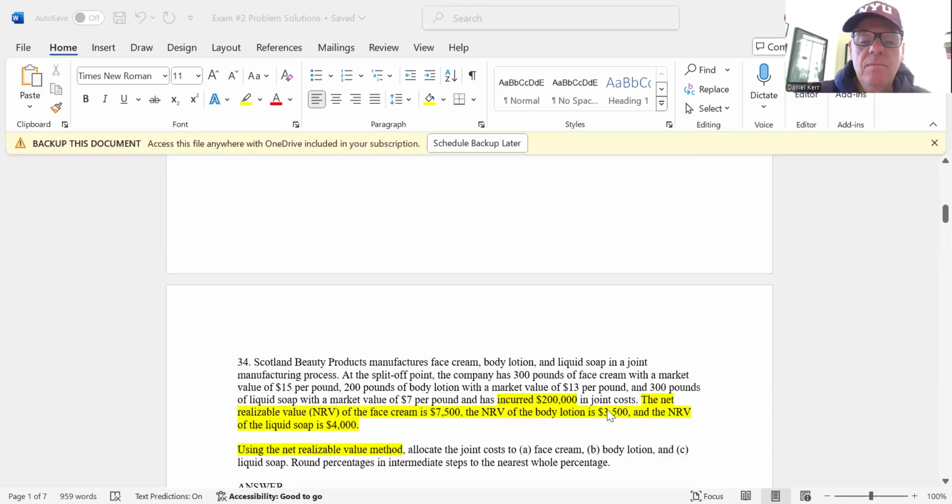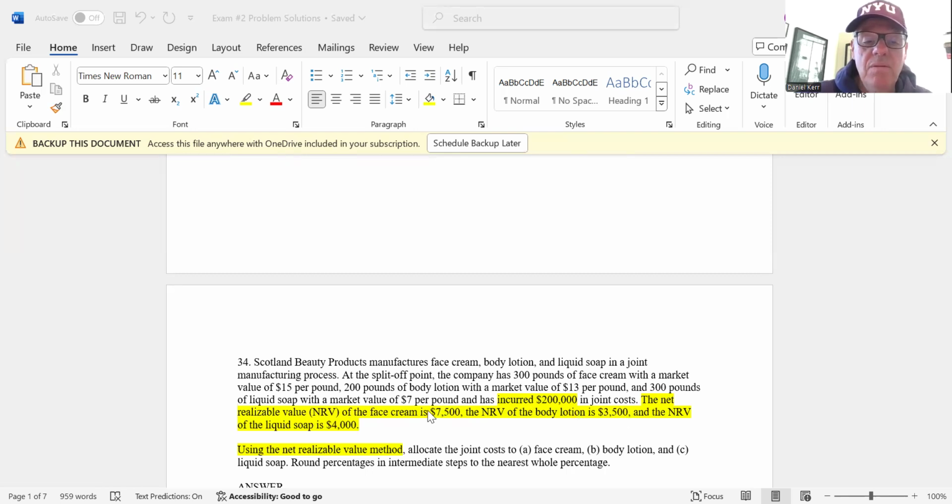The next one here, we wanted you to use the net realizable value method. Now, some of you took the bait here and you allocated this on the basis of physical units, which was not what we wanted you to do. You could have allocated this on the basis of physical units. You could have allocated this on the basis of market value, but they wanted us to do it on the basis of the net realizable value.